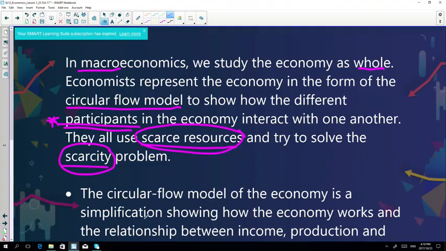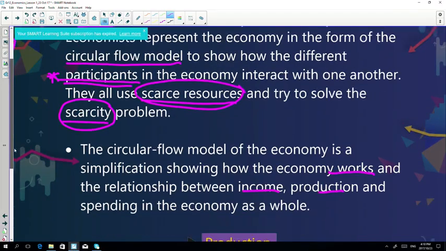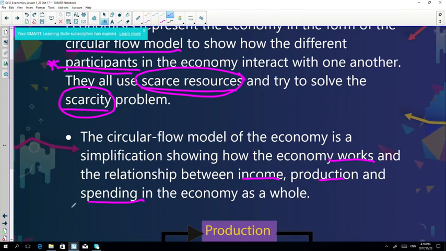The circular flow model of the economy is a simplification showing how the economy works, okay? Because we often hear people talk about the economy is not doing well, the economy is not performing well, what can we do? So when we look at the circular flow model, we get an understanding of how the economy works. And also we look at the relationships between income, production, and spending. Okay, so those are the three important things that we're going to be looking at later on.